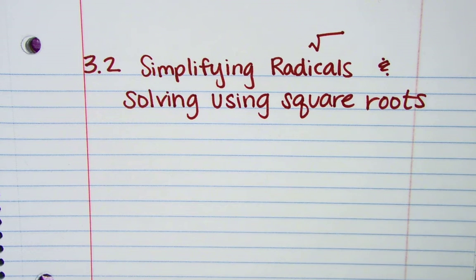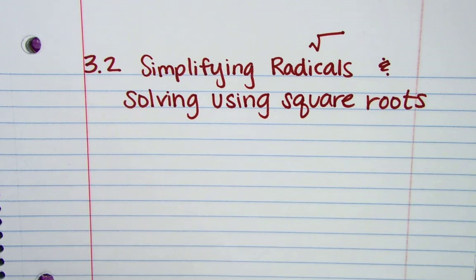So we're going to do 2 parts today. We'll have 8 problems where we're simplifying radicals, and then 4 problems where we're solving using square roots. Solving is pretty much like solving other problems that we've solved in the past, but there's going to be just one new thing to it.